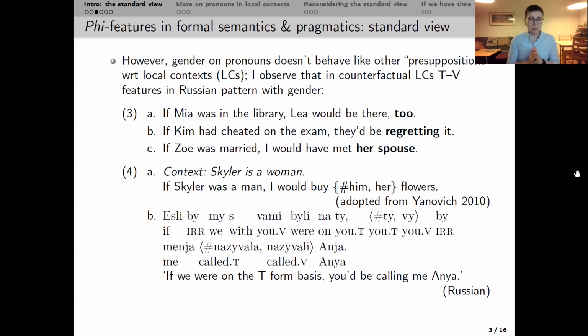You cannot say something like, если бы мы с вами были на ты бы меня называла Аня. No, you cannot do that. You have to say, если бы мы с вами были на ты, вы бы меня называли Аня. You still have to use V forms in the consequent.